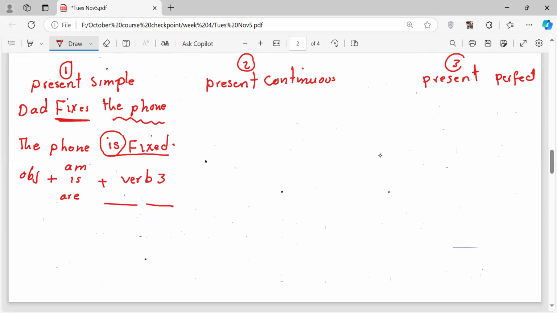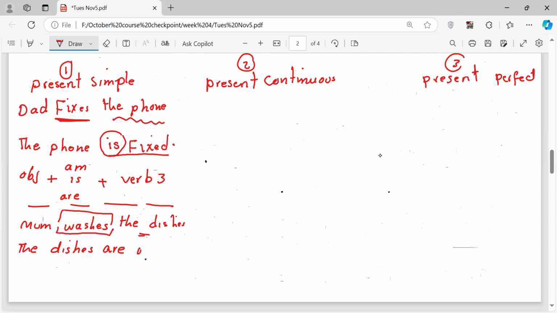Let's take another example. If I said mom washes the dishes, where is the object here? The object is what? The dishes. Yes, so say the dishes. We will use after the object am or is or are. The dishes is or are? Are. Then verb 3 from the verb of the sentence. What is verb 3 from the word wash? Washed. Full stop. I finished. The rule is clear. And how I changed the sentence is clear. Any question? Shabab, this sentence is clear.